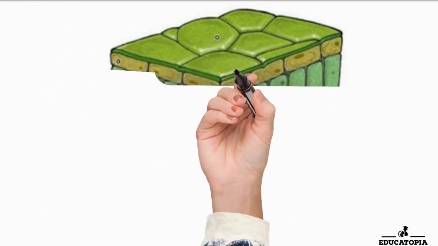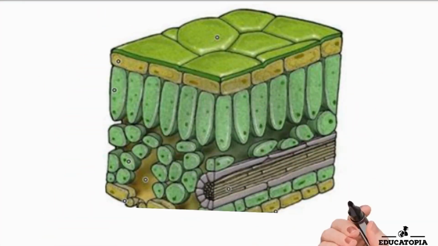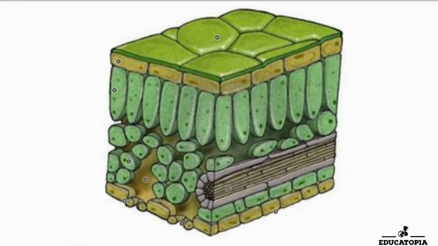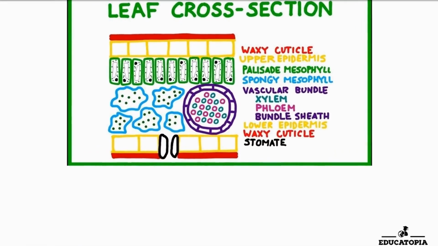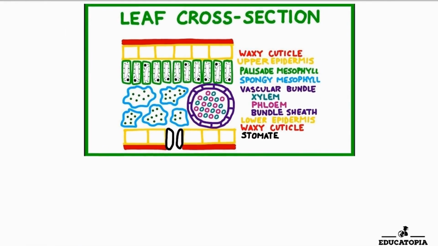In today's episode, we will be exploring the structure of leaves. So let's dive right in. To understand the structure of leaves, we need to start at the basic level. Take a look at this leaf cross-section. As you can see, leaves are composed of several layers that work together in harmony.